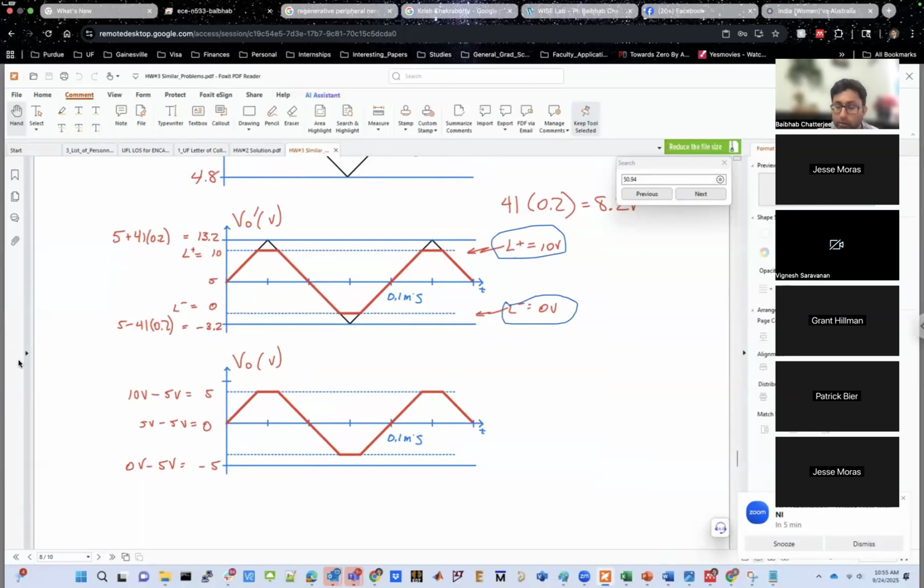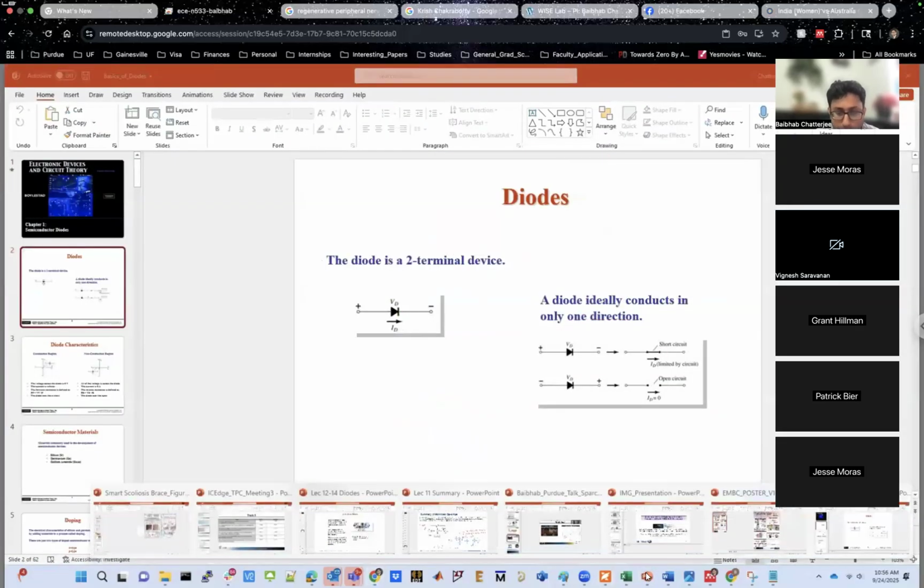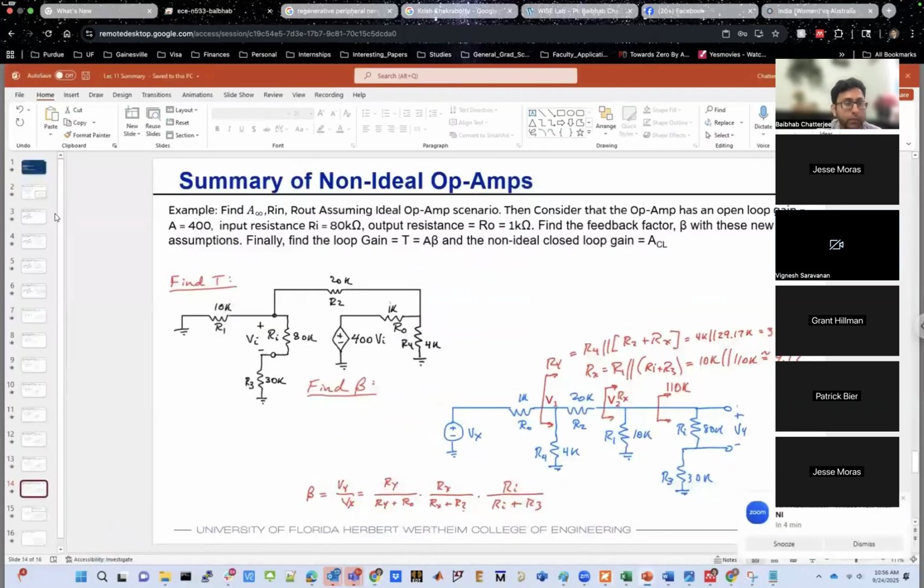So when we study diodes, we are going to start with diodes in today's lecture, but please look into these problems. There's also a summary that I have uploaded on Canvas. So if you go back over here, there's a non-ideal op-amp summary. I'll just quickly go over that, but it's mostly some of the things that you already know.